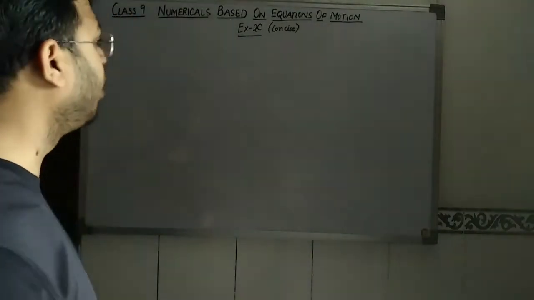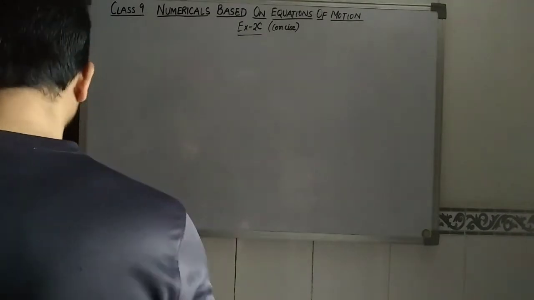That is why. Now we are going to talk about numerical number 4. In numerical number 4, it says that a body is initially at rest. So again the body is at rest, so u is equal to 0. After that, calculate its velocity.